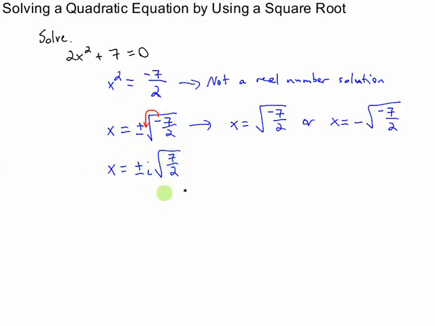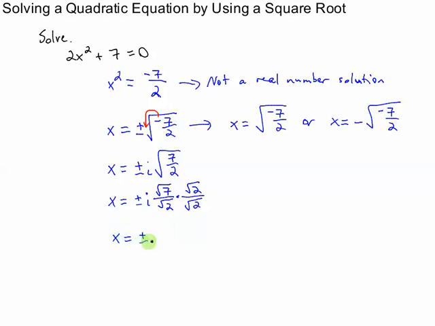Now, I personally would like to stop here, but typically we rationalize denominators, meaning we can't have a square root in the bottom. This is the same thing as plus or minus i times the square root of 7 over the square root of 2. And then we rationalize this fraction by multiplying the top and the bottom by the square root of 2 so that we don't have this square root on the bottom.